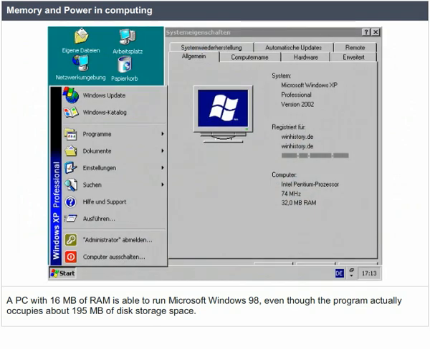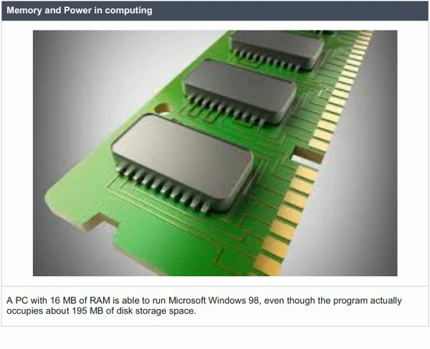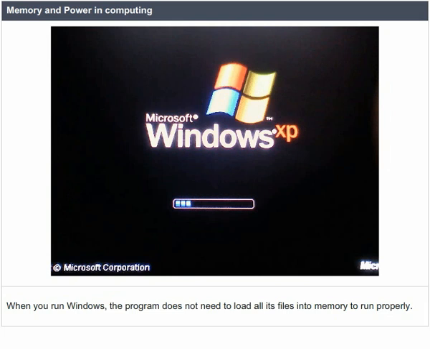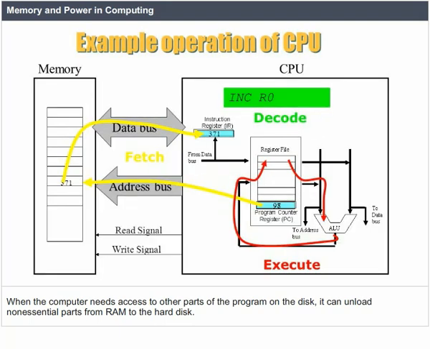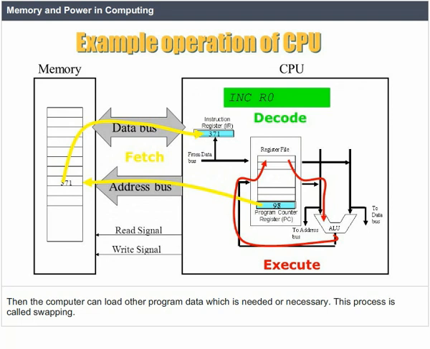A PC with 16 MB of RAM is able to run Microsoft Windows 98 even though the program actually occupies about 195 MB of disk storage space. When you run Windows, the program does not need to load all its files into memory to run properly. It loads only the most essential parts into memory. When the computer needs access to other parts of the program on the disk, it can unload non-essential parts from the RAM to the hard disk. Then the computer can load other program data which is needed. This process is called swapping.